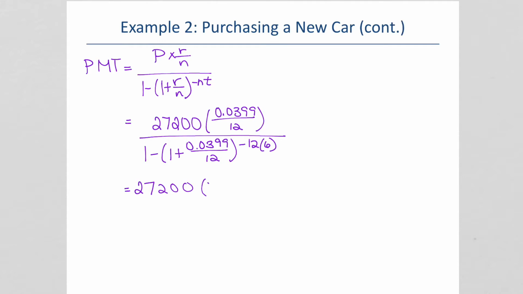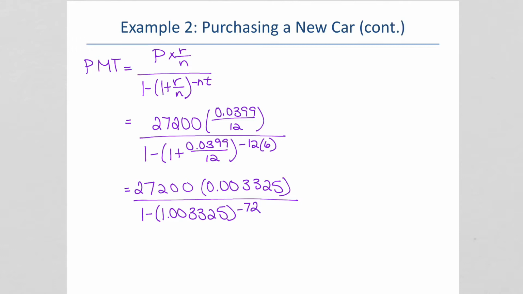0.0399 divided by 12 is this number. And that plus 1 is this number. Negative 12 times 6 is negative 72. So multiply on the top, we get 90.44. And on the bottom, raise to the negative 72nd power.